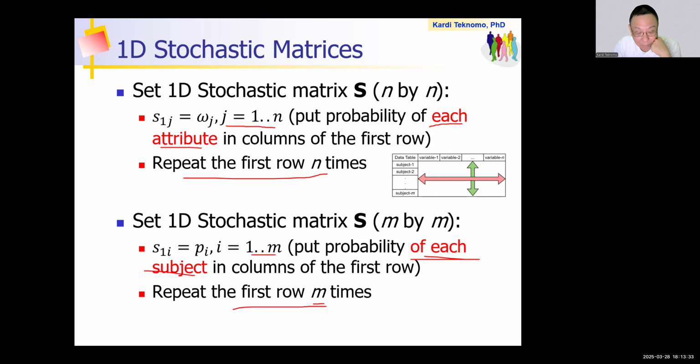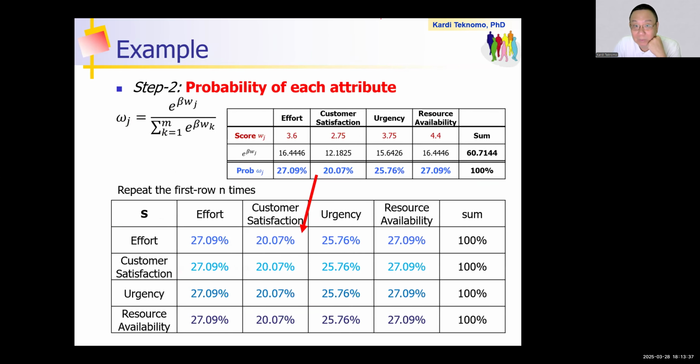Let me give you an example using that comprehensive example a while ago. In step 2 a while ago, we have the probability of each attribute. Can you see this? This is the probability of each attribute. All you need to do is copy. I just copy this exactly in the first row, and then I copy again, exactly, down. So this is a 1D stochastic matrix, a one-dimensional stochastic matrix. I just copy one row to all the rows. Is it clear or not?